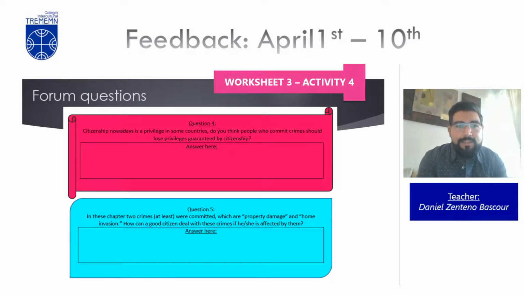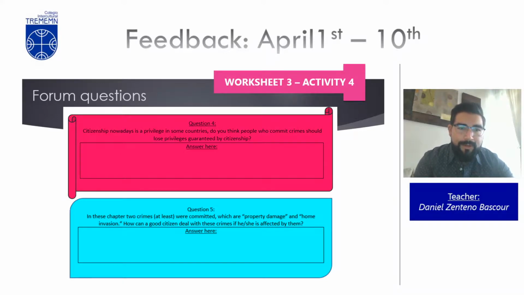Question 4. Citizenship nowadays is a privilege in some countries. Do you think people who commit crimes should lose privileges guaranteed by citizenship? Okay, here people thought, well, the first opinion was, if I'm not mistaken, that in the case of severe crimes, yes, maybe this could be a good measure that this criminal may lose some privileges guaranteed by citizenship. While if these are minor crimes, it is not necessary, right?